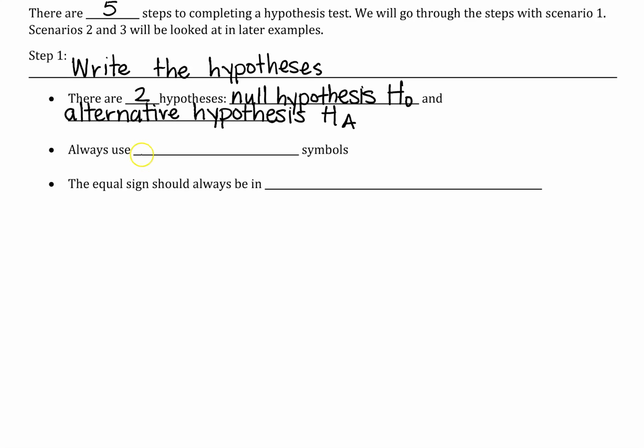When we write our hypotheses, we always use population symbols. So there should not be an x bar showing up in your hypotheses, nor should there be a p hat showing up in your hypotheses. We're always going to use the population symbols.